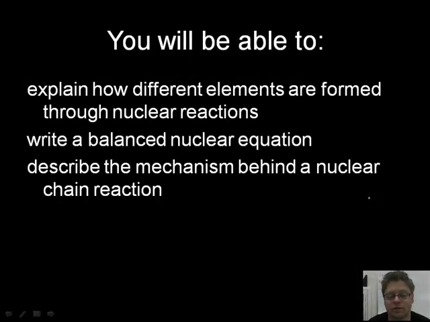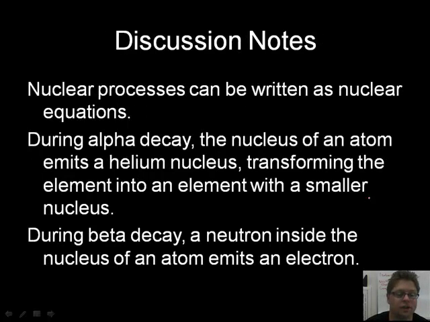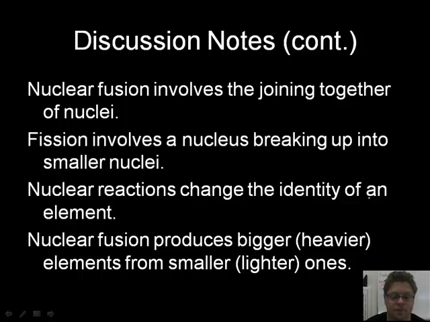So how are new elements formed? We're going to look at how elements are formed through nuclear reactions and nuclear equations. We're going to look at alpha decay with the helium nucleus and beta decay emitting an electron. Nuclear fusion involves the joining together, and fission is the breaking up. Nuclear reactions change the identity of an element. Chemical reactions do not, but nuclear reactions do. Nuclear fusion produces bigger or heavier elements from lighter ones.